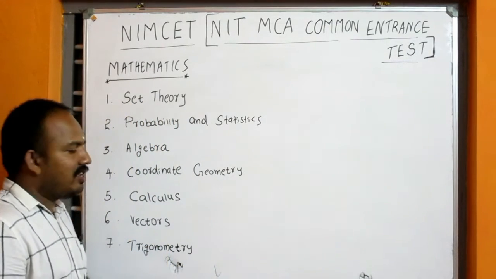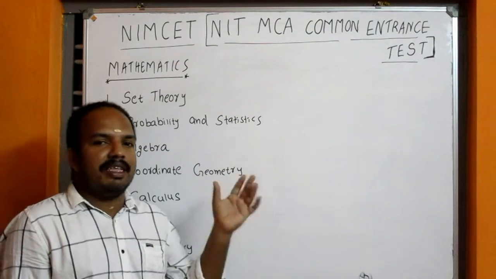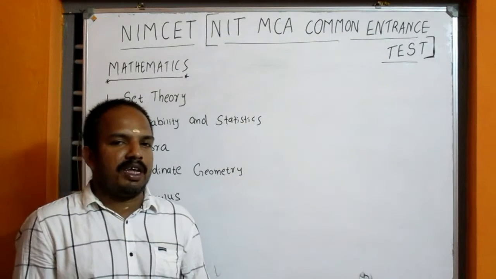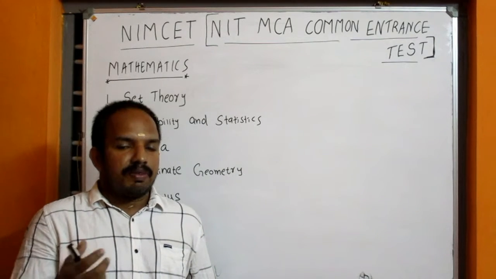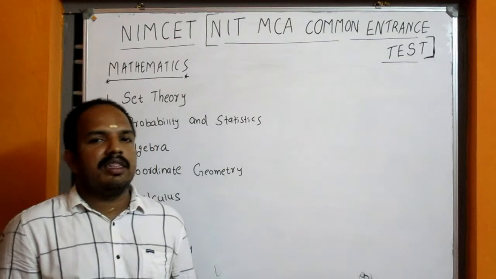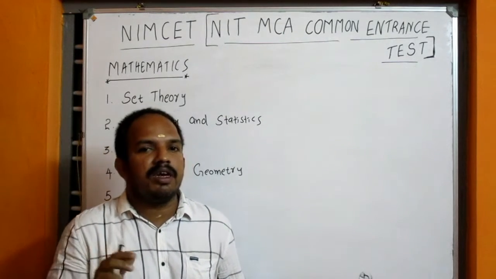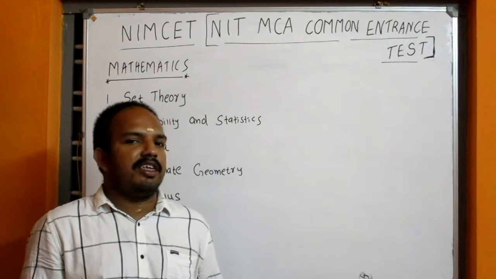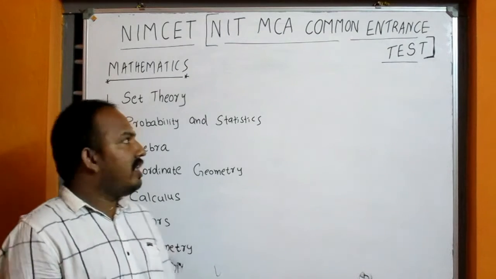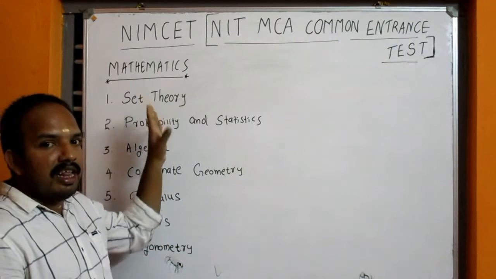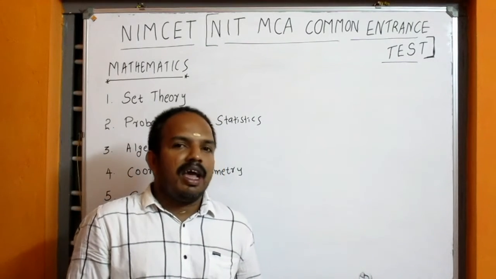It is also a very large topic. Trigonometry contains basic identities of trigonometry and the solution of triangles, that is properties of triangles, sine rule, cosine rule, etc., and how to solve height and distance problems using trigonometric ratios. Those are the main topics we have to study.